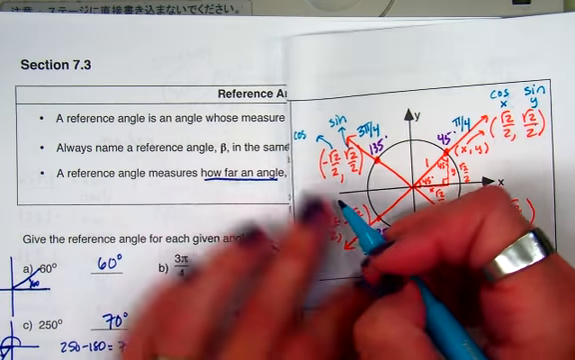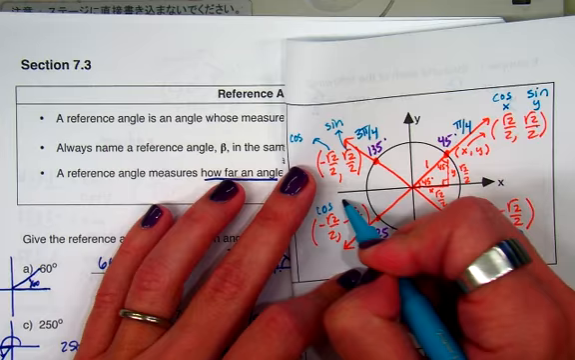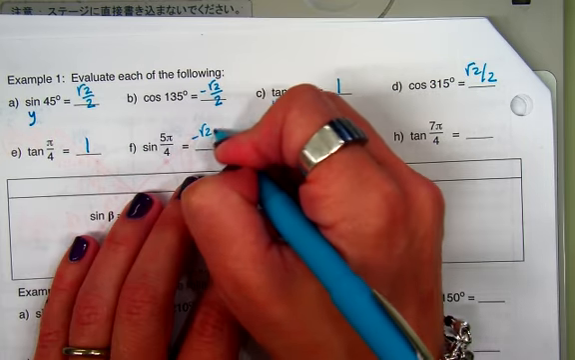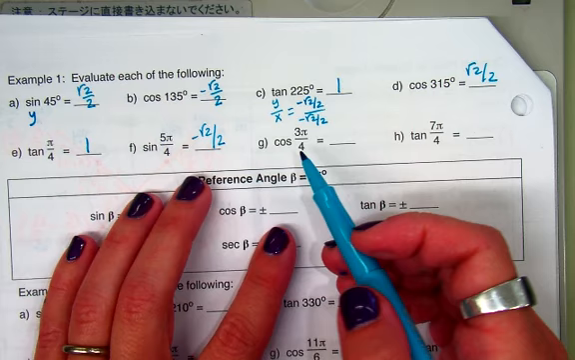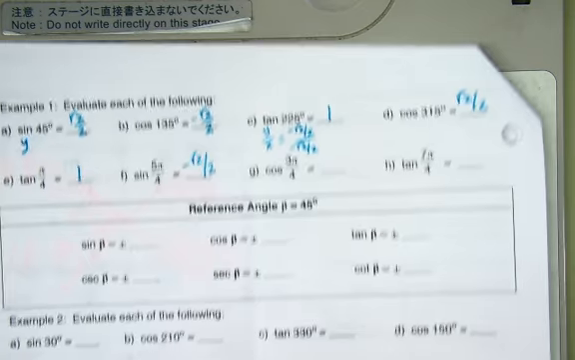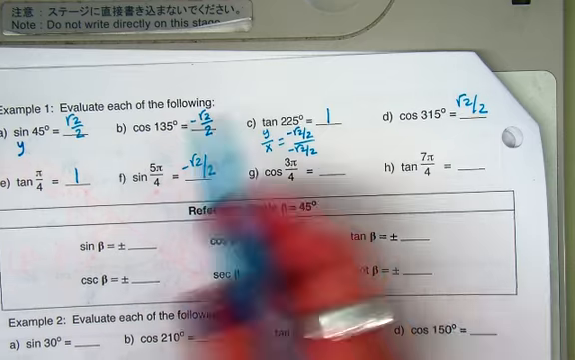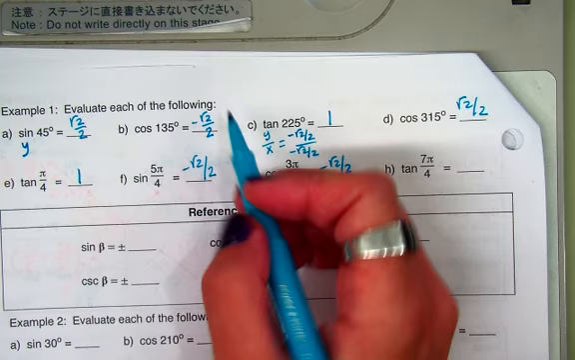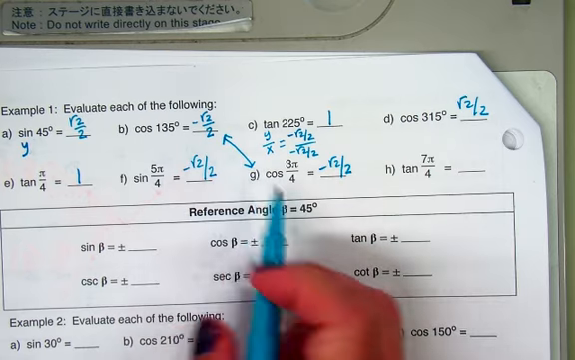Sine, oh, this is cosine. This is sine. Negative root 2 over 2. Now, as you get better at these, you're not going to have to keep looking at the picture every time. But for now, it helps us to refer to it. Cosine of 3 pi over 4. Oh, that's the same as this one. Negative root 2 over 2, right? 3 pi over 4 and 135 are the same, okay?